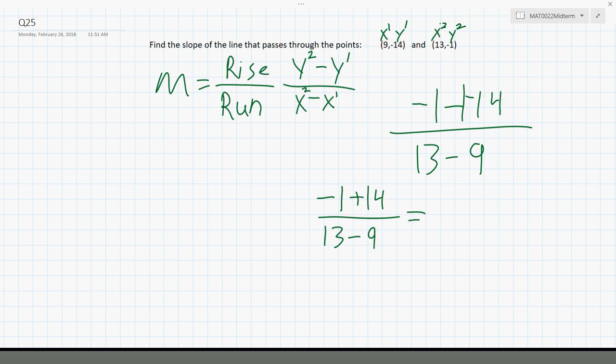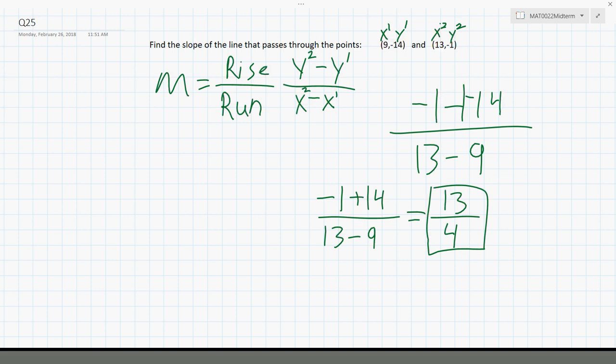Let's do those numbers. We take 1 away from 14 and get 13, right? Over 13 minus 9, which is 4. Are you sure? Okay. 13 and 4. Can I make this any simpler? I cannot, because we already have a prime number there. There's no other way I can divide it. So the slope is 13 over 4. It's going to go 13 numbers up and 4 numbers over. Okay?